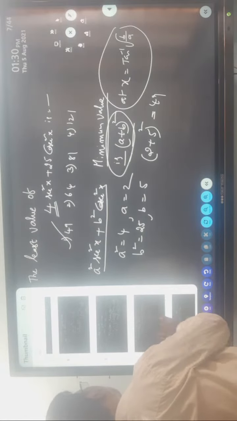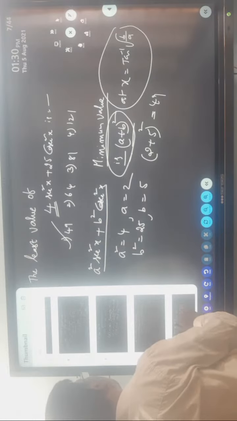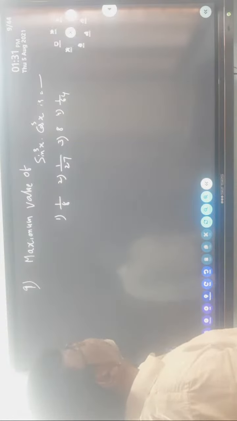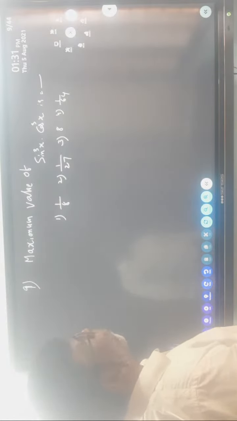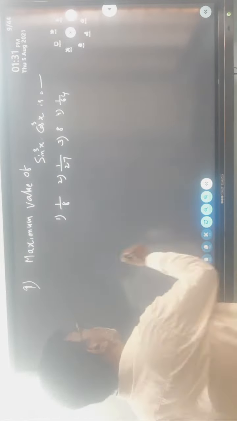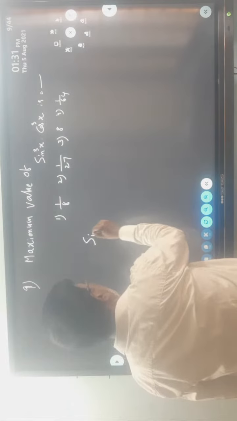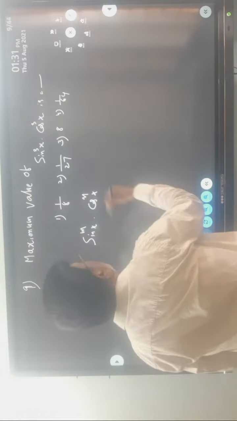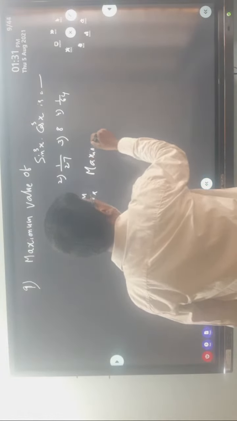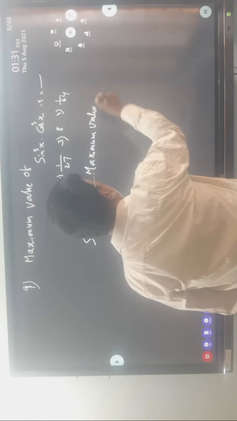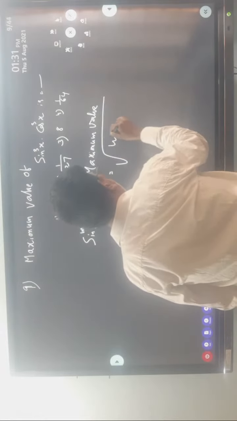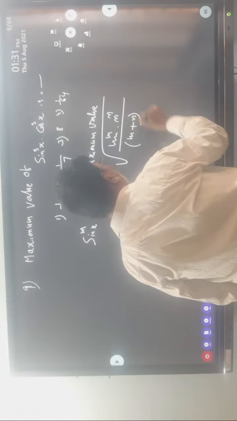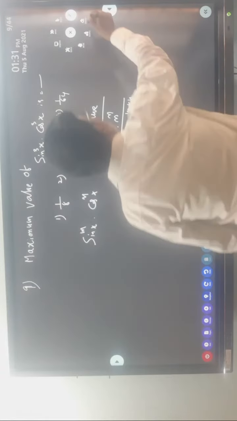This question is asking for the maximum value of sin cube x cos cube x. That is what the question is asking. So remember the formula. Suppose sin x power m cos x power n, the maximum value is the square root of m power m into n power n by m plus n whole power m plus n. Recollect the formula once again.